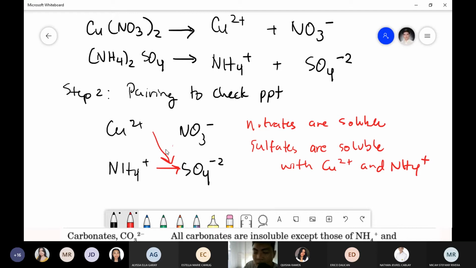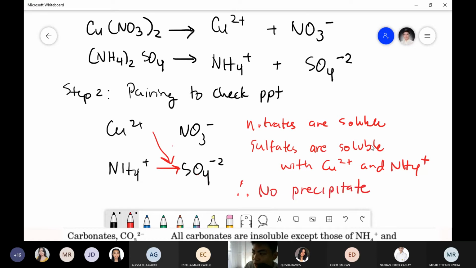So, since it appears that wala tayong ma-form na precipitate, kahit ano gawin natin. Kasi yung nitrate, kahit ano gawin mo, soluble talaga yan. For sulfate, magiging insoluble lang yan when you pair it with calcium, strontium, barium, lead. Pero, these are copper and ammonium eh. Hindi naman siya calcium. Hindi naman siya lead. So, ibig sabihin, soluble talaga siya. So, what could be our conclusion here? Our conclusion here is that there will be no precipitate.